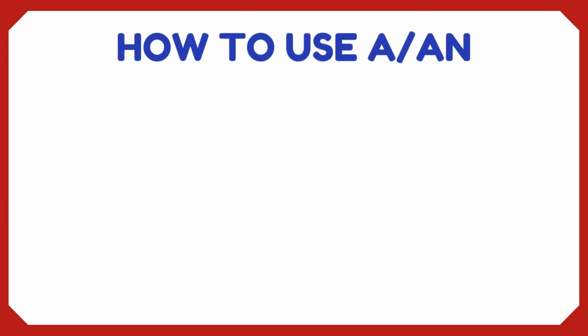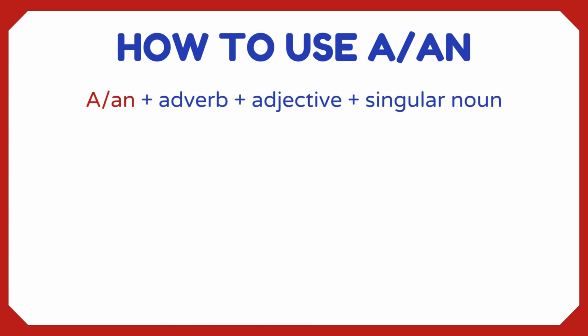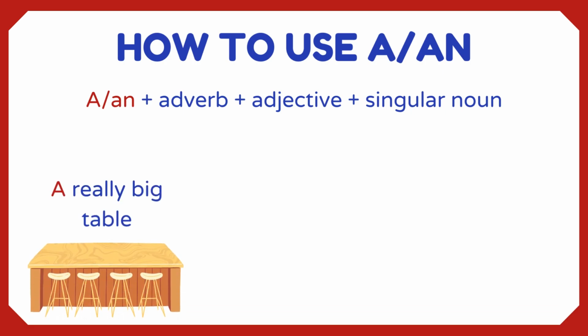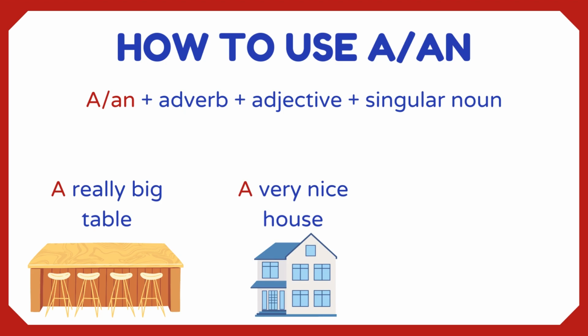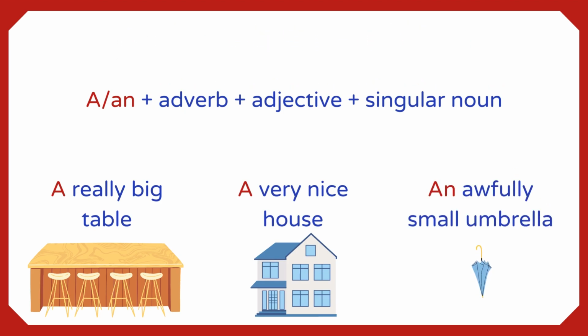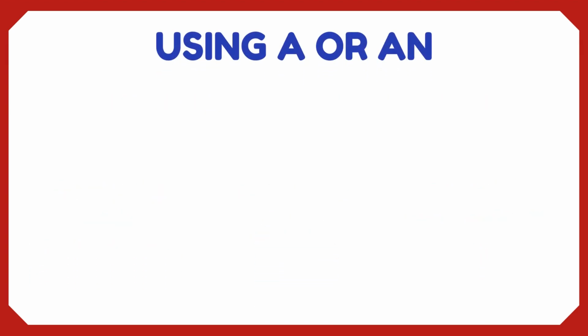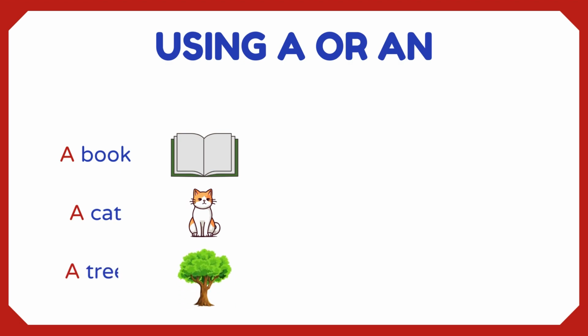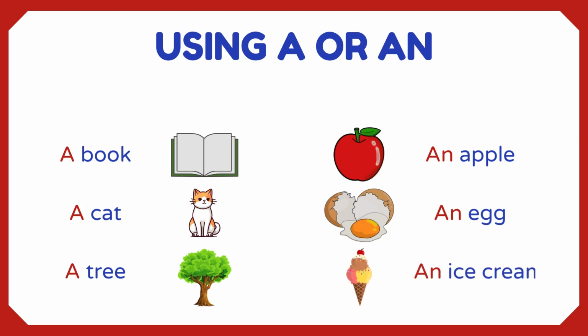Or we can use a or an plus an adverb plus an adjective plus a singular noun. A really big table, a very nice house, an awfully small umbrella. We use a before a consonant sound and an before a vowel sound. A book, a cat, a tree, an apple, an egg, an ice cream.